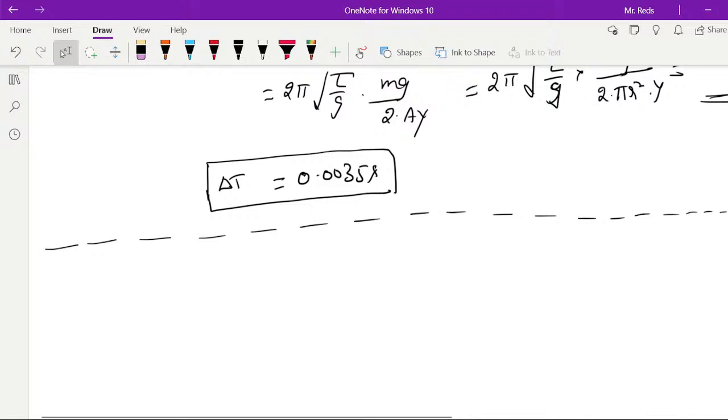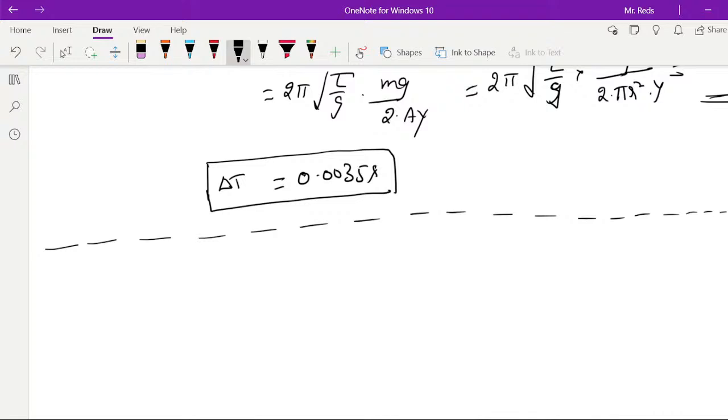Question number 24, Level 2 exercise. A metal wire of 4 meter long and 2 into 10 power minus 7 square meter in cross section is stretched by a force of 30 Newton. If the work done in stretching that wire is 4.5 into 10 power minus 2 joule, the Young's modulus of the wire is? Right? How to do this?